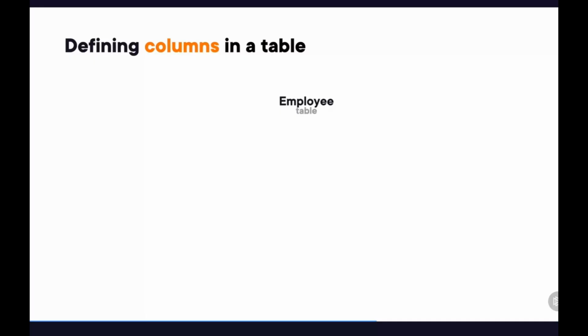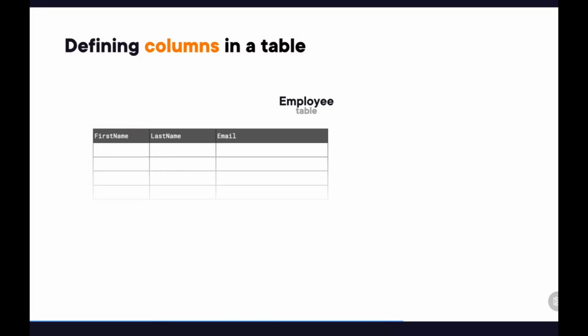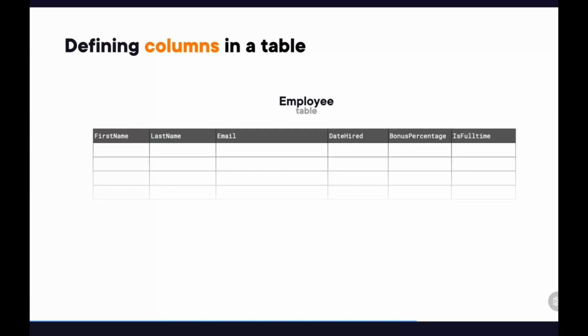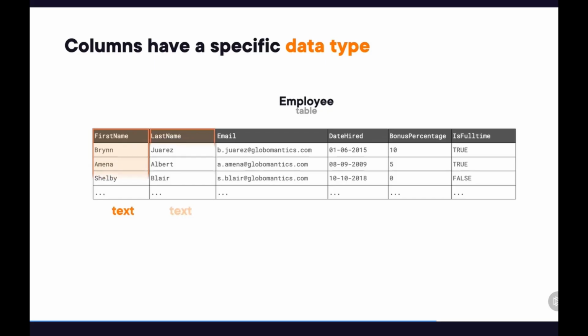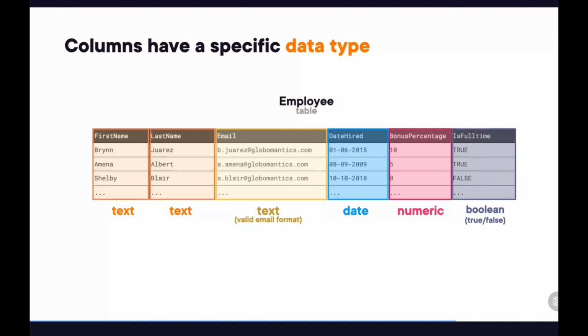So if we're defining an employee table for a human resources database, we might want columns to represent each employee's first name and their last name and their email address and the date they were hired and if they have a bonus percentage and are they currently full-time or not and so on. But we would also say, well, these columns have to be text. This must be a date. The bonus percentage has to be a number, and this column should only allow either true or false.